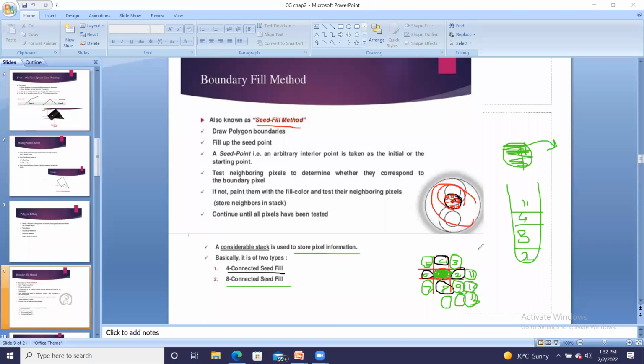Getting it, all of you? Okay, so here what I'm doing, the seed point is considered as the initial pixel. Then test the neighboring pixels to determine whether they correspond to the boundary pixel. If not, then paint them and test their neighboring pixels and push them onto the stack. So continue until all pixels have been tested. So till this stack is empty, you have to do the same process. Getting it? Okay, so getting this, all of you, seed fill method.